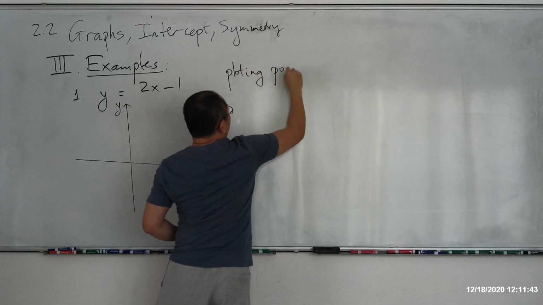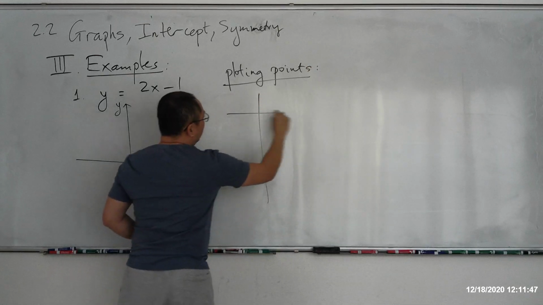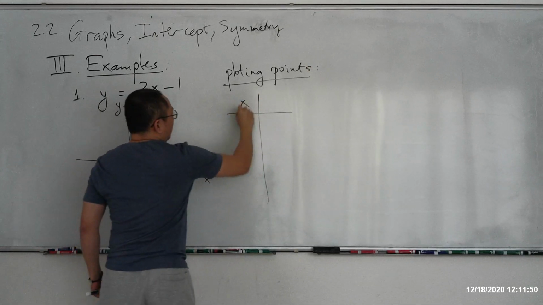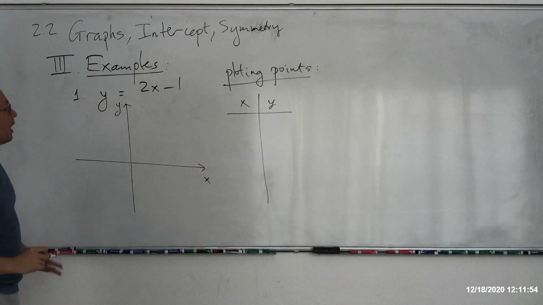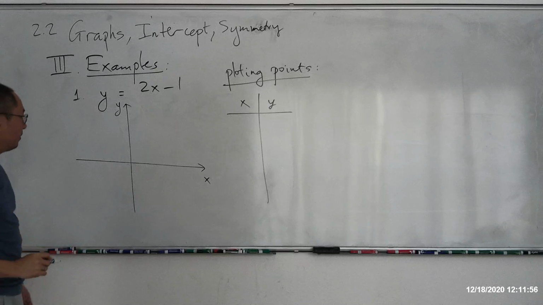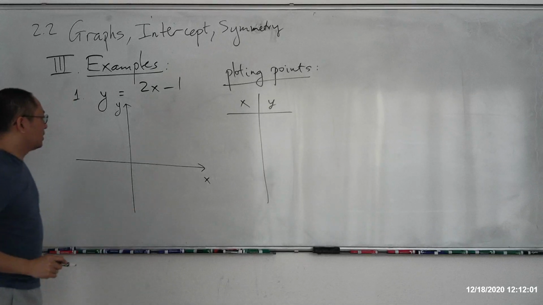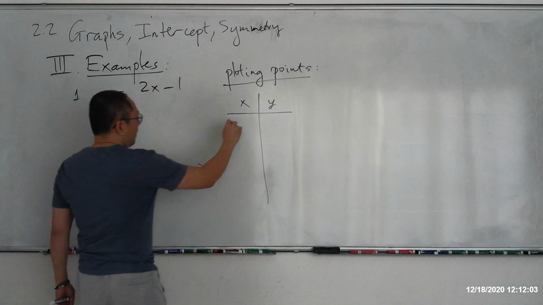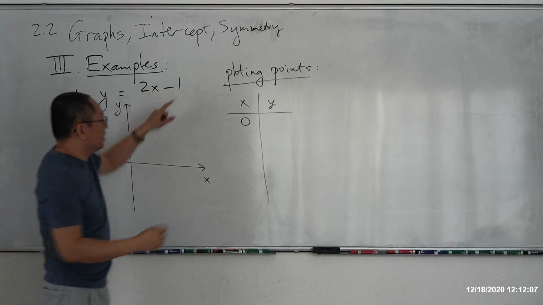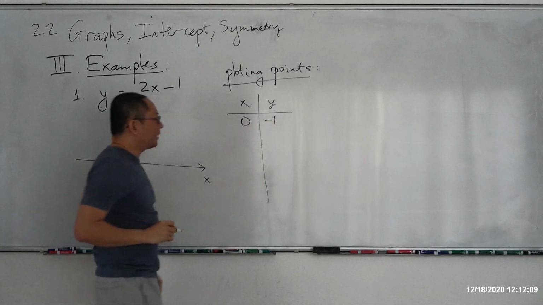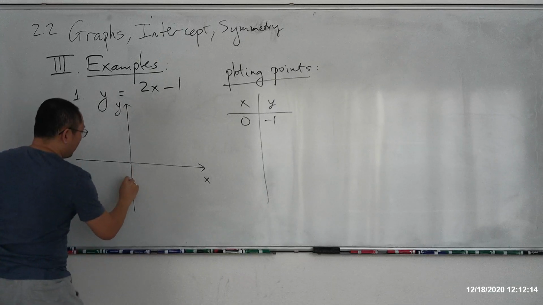Plotting points. What do we mean by that? We're going to construct a table with 2 columns, x and y. We plug in some value for x, we calculate y, and we have some points. The more points we have, the more accurate your guess of the graph is going to be. If I plug in x equals 0, an easy point, 2 times 0 is 0, minus 1, I get negative 1 for y. What does this mean? The point (0, negative 1) will be on the graph.